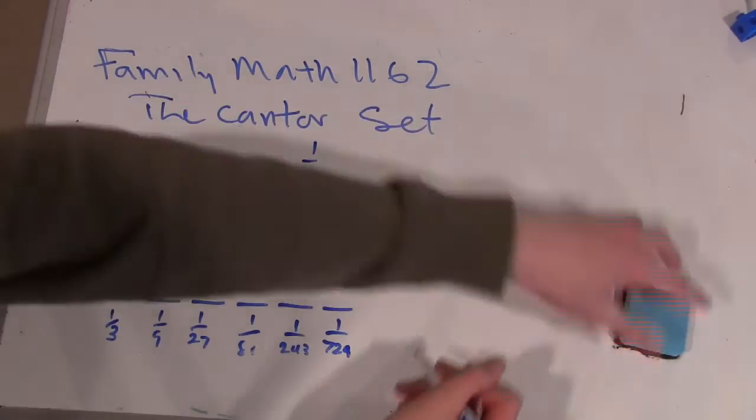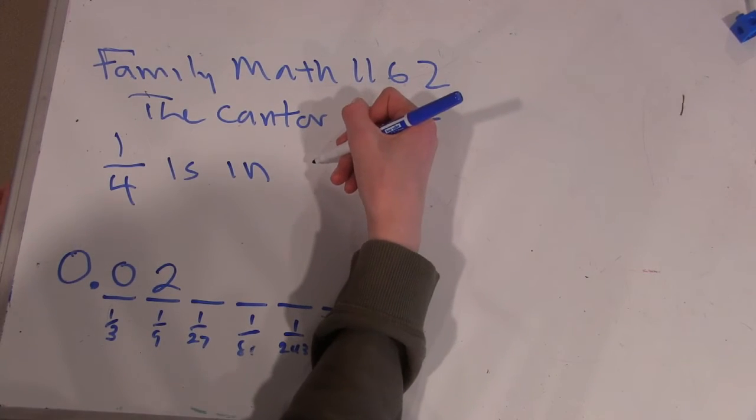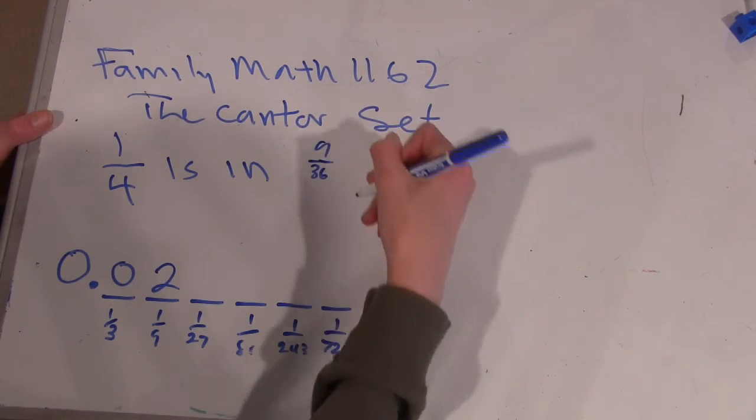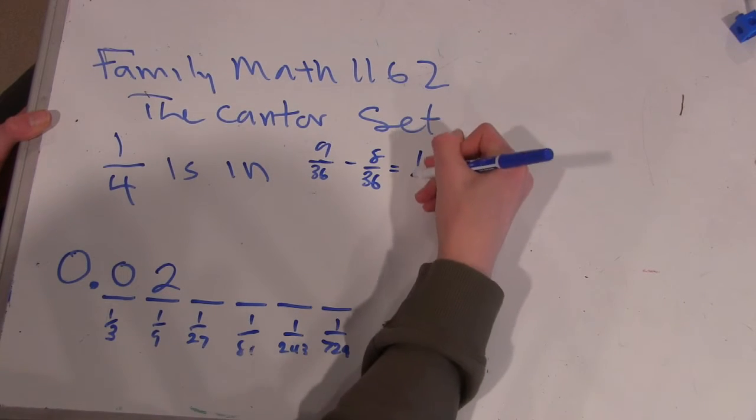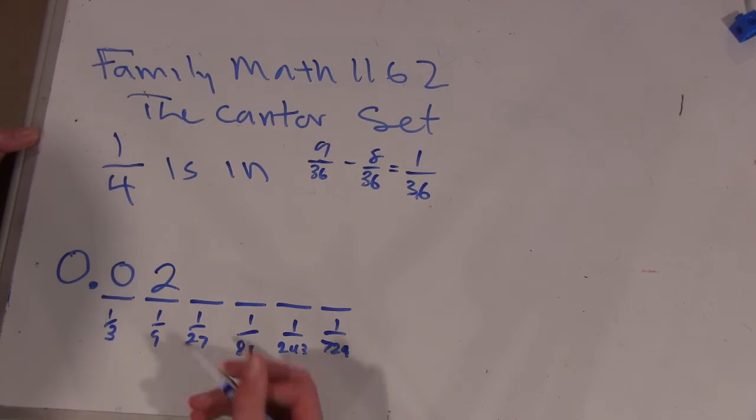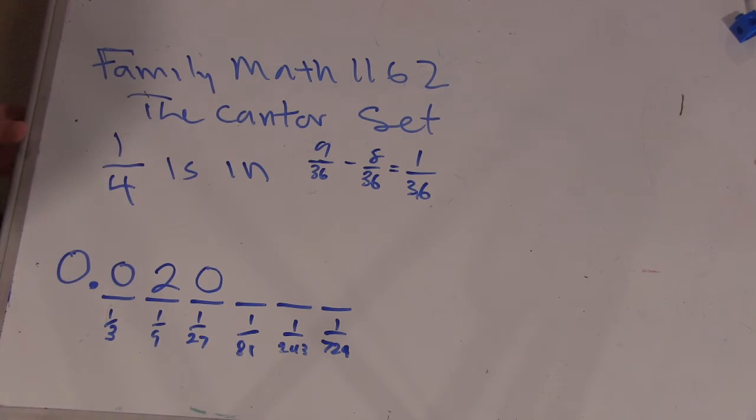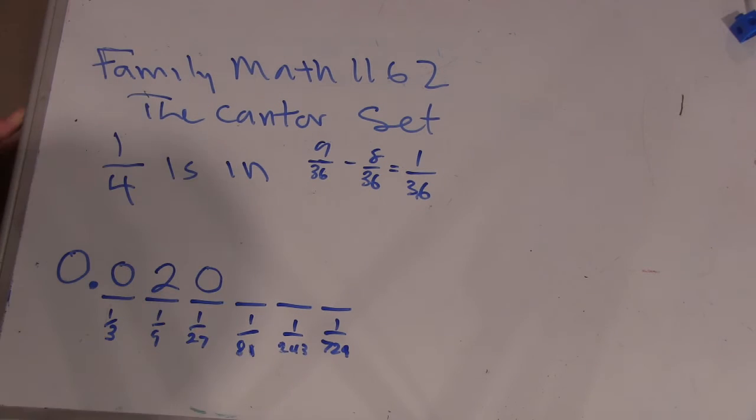So we had 1/4, or we could write that maybe the common denominator is 9/36, and then 2/9 as 8/36. So we get 1/36 is now left. Alright. Okay, so now we move on to the 1/27 place. That's too big, we can't put any. But 1/81 is smaller. So we can take out at least 1.